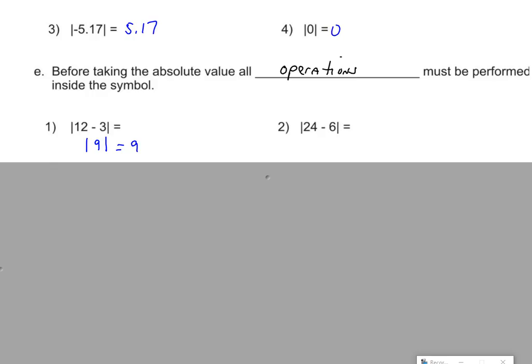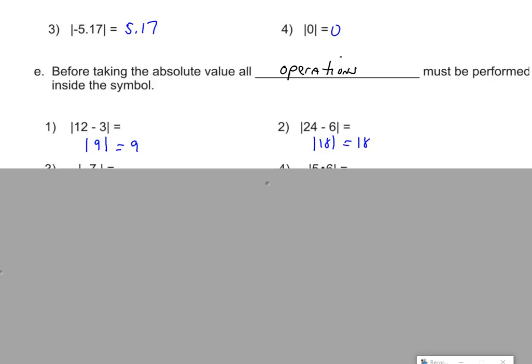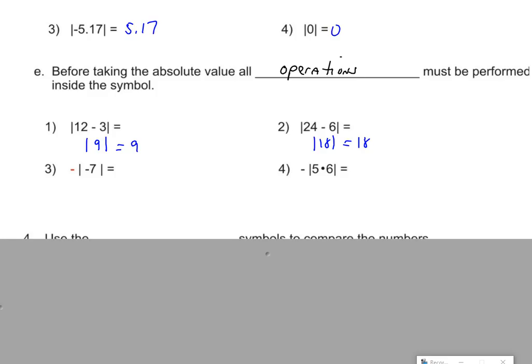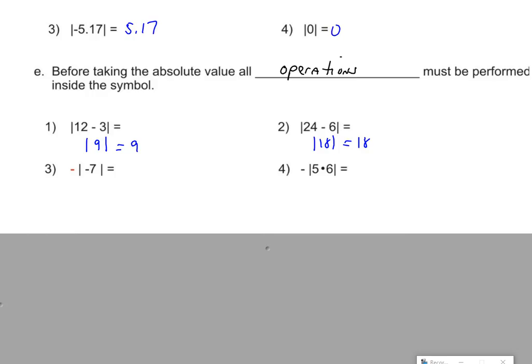So same thing with 2, right? Hopefully we think 24 minus 6 is 18, and the absolute value of 18 is 18. All right. So let me ask you this. No matter what happens, when you do absolute value, your answer is going to be positive, yes?